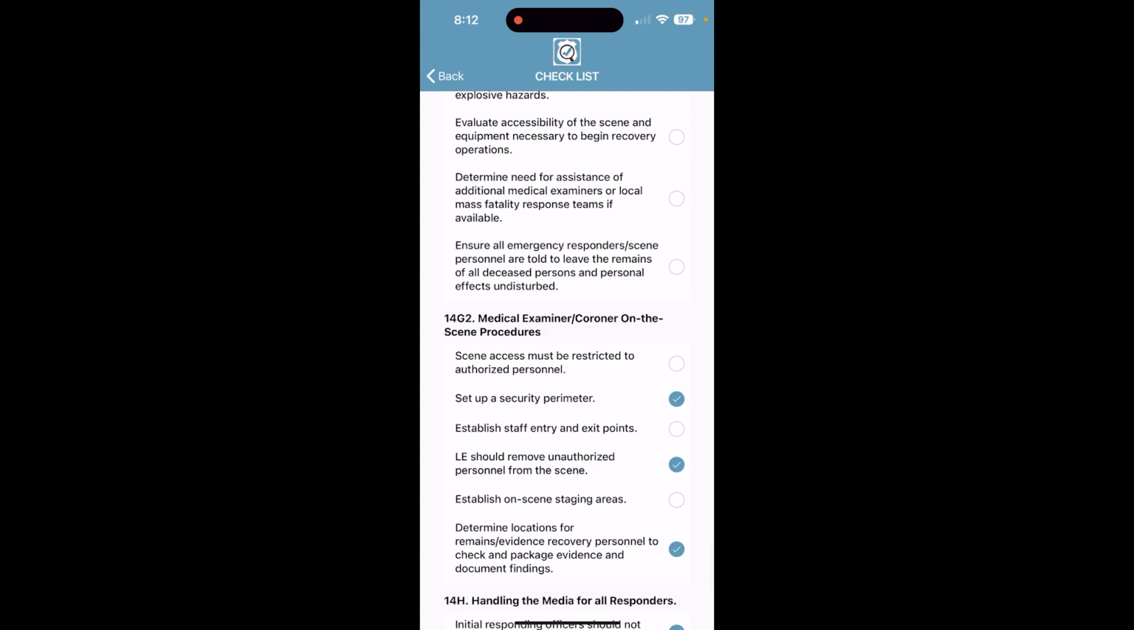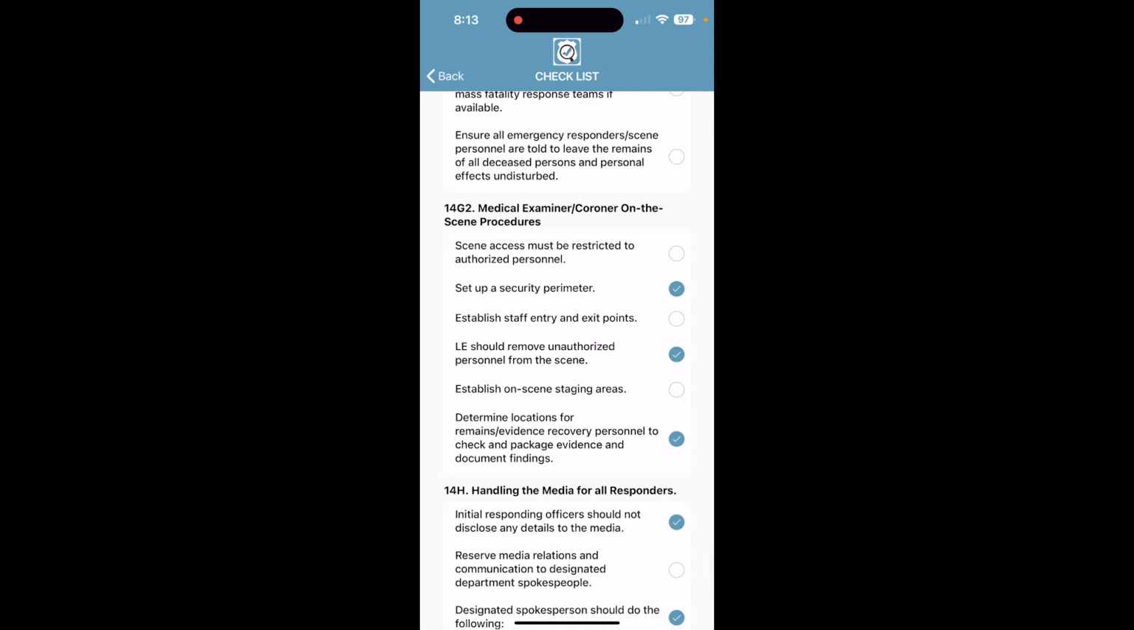14G2, on-scene procedures that they're going to be concerned with, that they definitely will be looking for law enforcement to help with, and that's to set up a secure perimeter, make sure that unauthorized personnel are away from the scene, and determine locations for the remains evidence recovery personnel to check and package evidence and document findings. That needs to be planned and worked with.